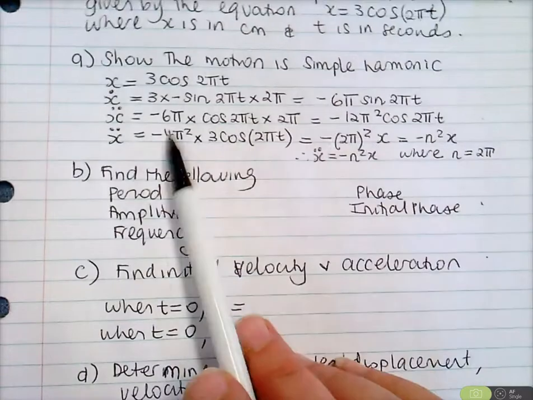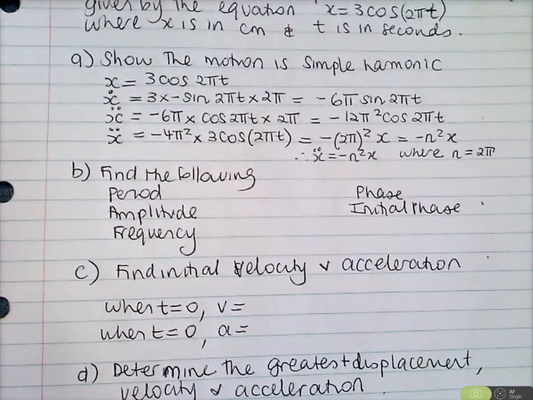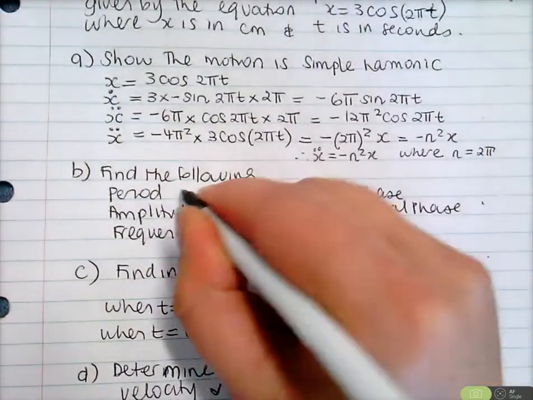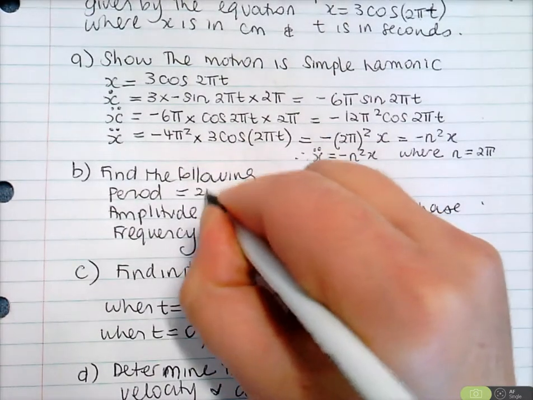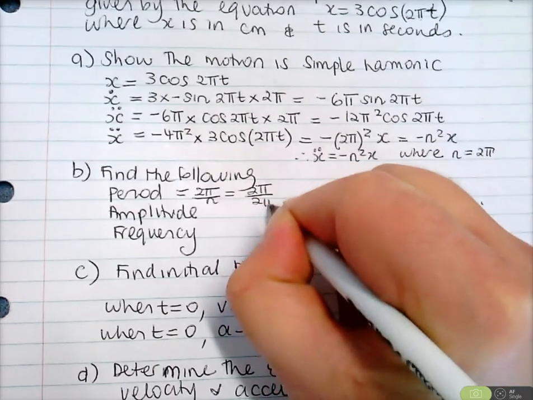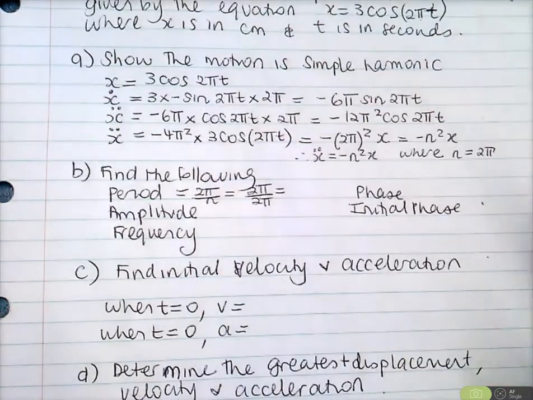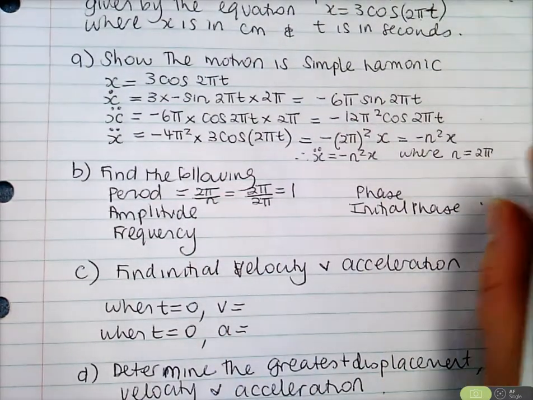So from there, we've gone negative 4 pi squared times that. Okay, can we continue? The period. Go back to the original curve. It's 2 pi on n, which is 2 pi over 2 pi, because the n is 2 pi. So it's 1. Give me units.